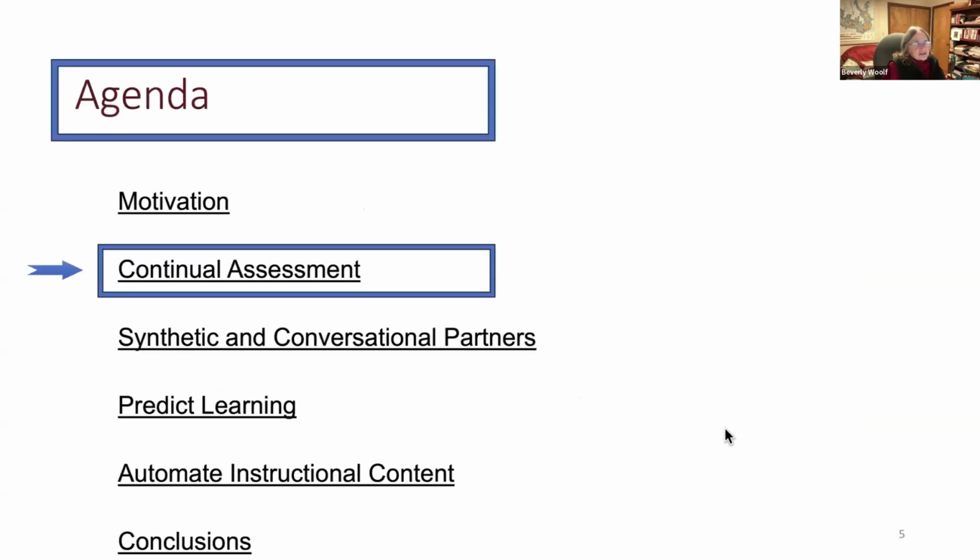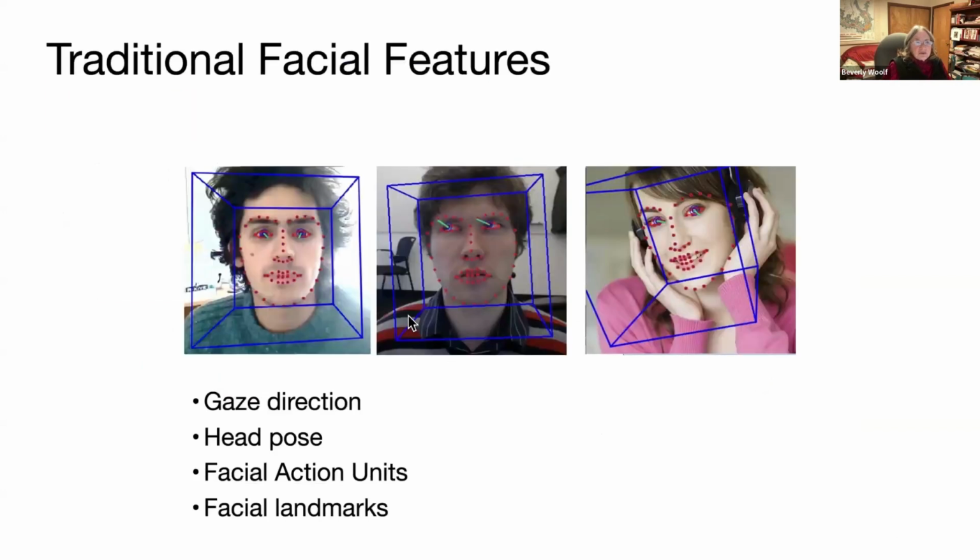So here's some other pictures of what we've been doing. Oh, I'm sorry, this is the agenda. We're going to look at continual assessment, all the way through. If it's 30 minutes, how do we assess what the student is doing? And then the synthetic partners, and then the predicting, and then we automate instructional content. That is, we actually create questions and check answers of text, not just right and wrong, but when a student submits text, can the system actually understand it? So here's some more people.